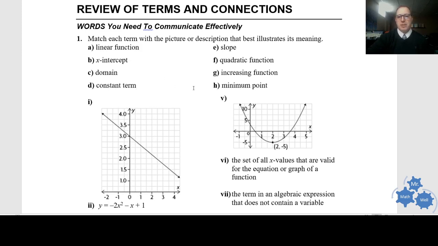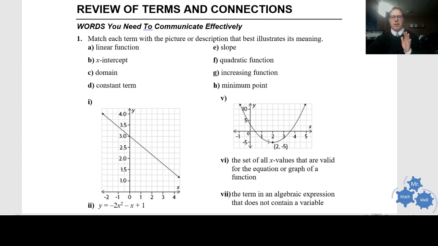What is an x-intercept, right? That's where the graph touches or crosses the x-axis. The domain would be all the x values. The range is all the y values. Slope, you can calculate the slope of a line by taking any 2 points, calculating the rise, so the number of units of rise divided by the number of units of run, and so on.